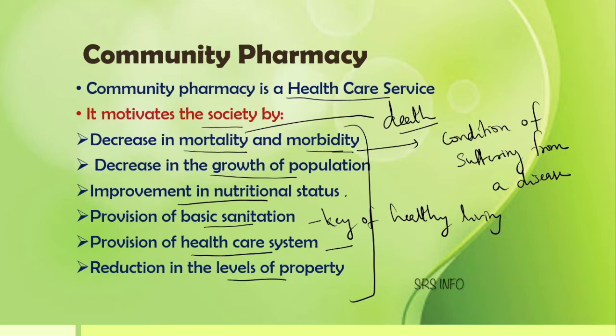And then reduction in the levels of poverty. This is not property, poverty. Please correct it. Reduction in the levels of poverty. The society is getting aware and getting knowledge about the importance of the reduction in growth of population and how we can maintain the nutritional status, the basic sanitation requirement, and the provision of the healthcare system in our society, and they can decrease the mortality and morbidity rate, then very gradually we can get rid of poverty. This is one of the most important roles of community pharmacy. This is very significant also.